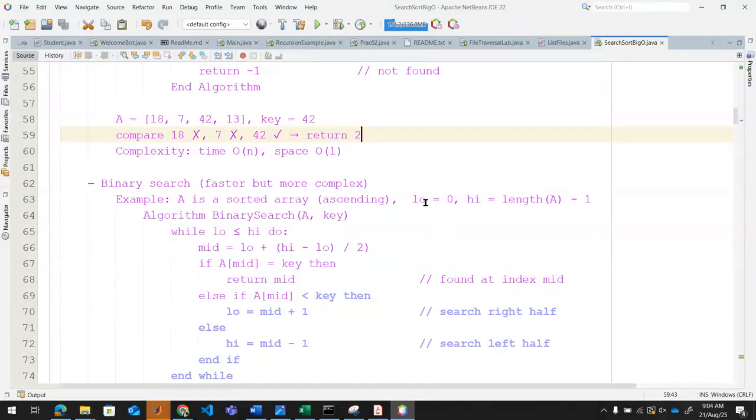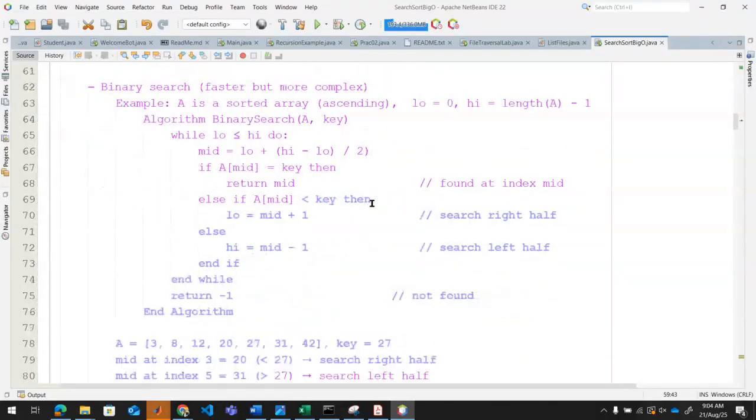The next example we have is the binary search. The binary search here allows you to also compare the elements within your program. So here it gives you faster results, but it is also more complex. Again, if A is a sorted array in ascending order, and we take in 2 variables.